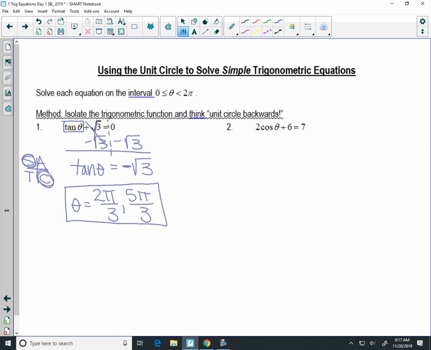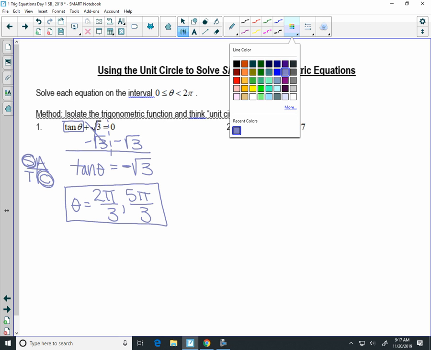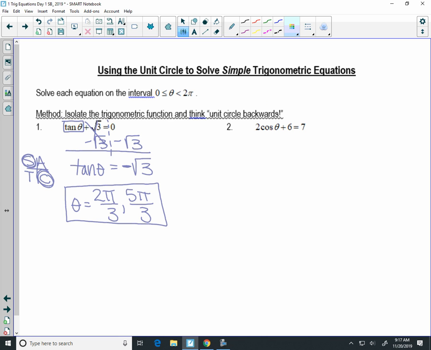Great, how are we going to get cosine by itself over here? Two steps. Which thing do I move first, 2 or 6? Yep, subtract 6. 2 cosine of theta is 1. And then what do I do with the 2? Divide.